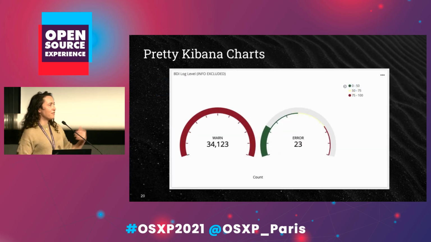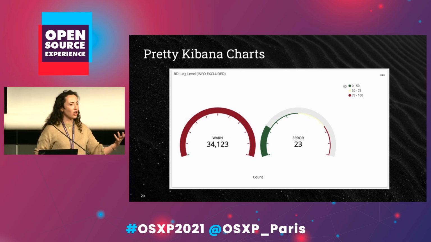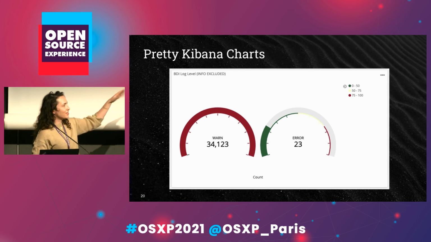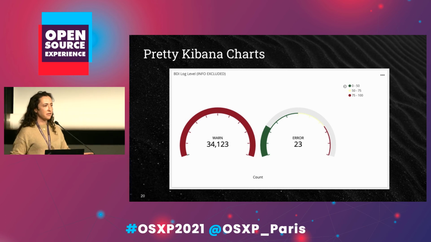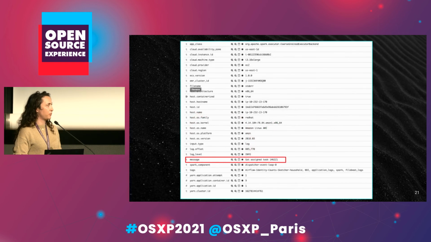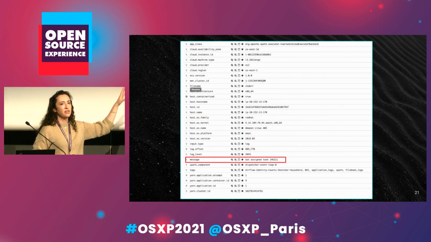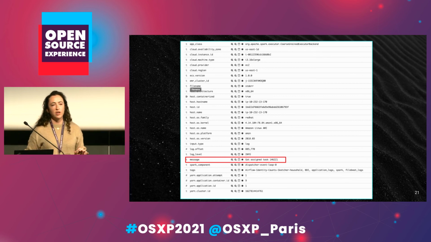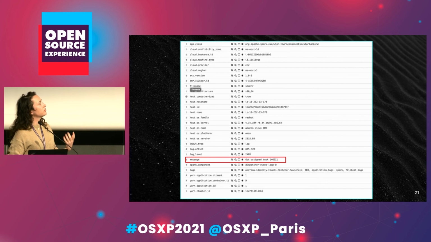And so I have here for you a really nice Kibana chart, right? You can see that we had over 30,000 log lines with level warning, and then some 23 error lines. And this is really nice. This is really cool. I really like charts. I really like visualizing data. But this is the real star for me. If you see the message line circled in red, this is what we were aiming for. We just wanted this. Everything else is a bonus.